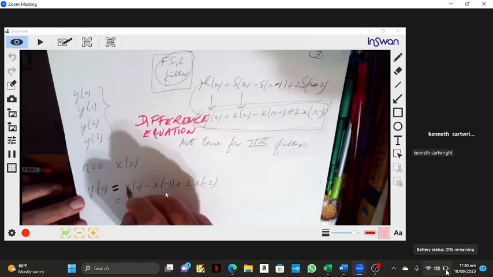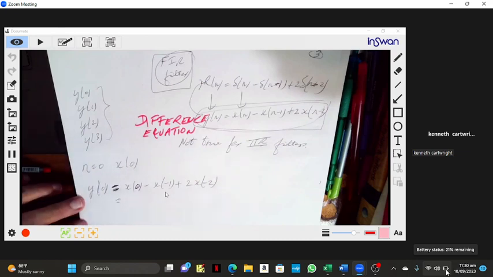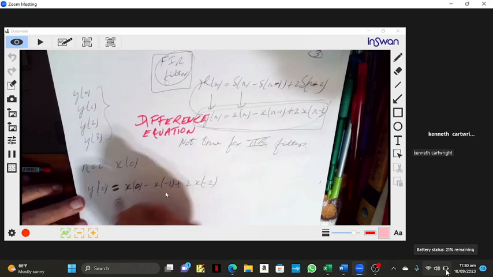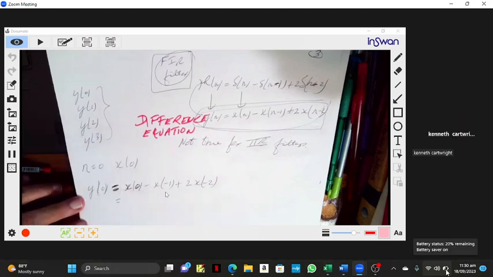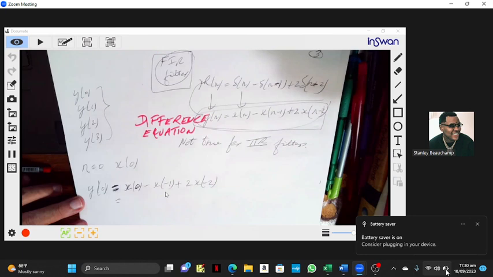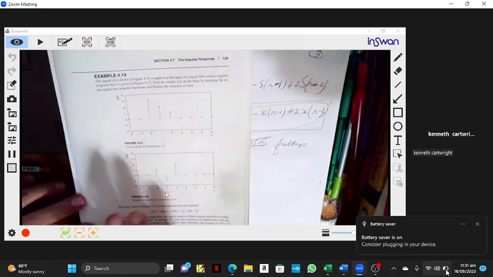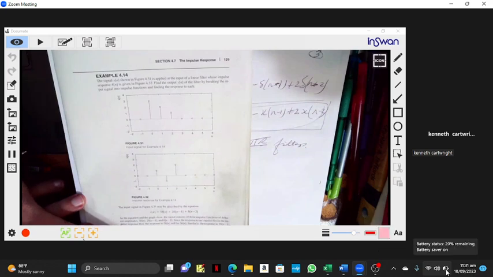What's x of 0? X of 0 is 1. How do you know that? From the delta, from the impulse. What impulse? How do you know x of 0? Delta of 0 is 1, right? From reading the input graph. See there? I don't know why y'all make things difficult.